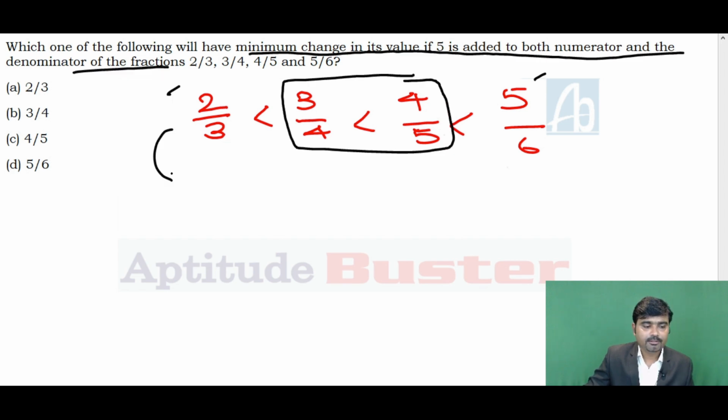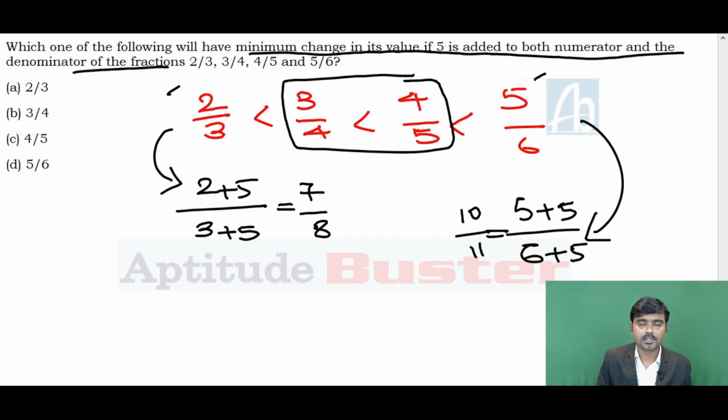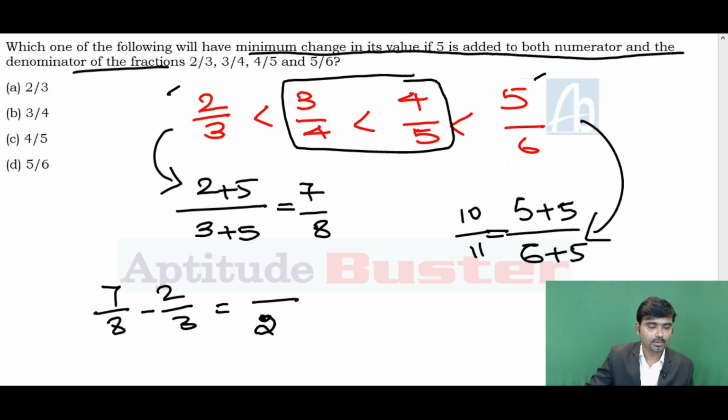2 by 3, add 5 to the numerator and denominator. 2 plus 5 divided by 3 plus 5, that gives you 7 by 8. Then for 5 by 6, add 5 to the numerator and denominator. 5 plus 5 divided by 6 plus 5, that gives you 10 by 11. We need to find out which gives you the minimum change. 7 by 8 minus 2 by 3. If I take it like this, 24, 3 into 7, 21 minus 16, so that gives you 5 by 24.